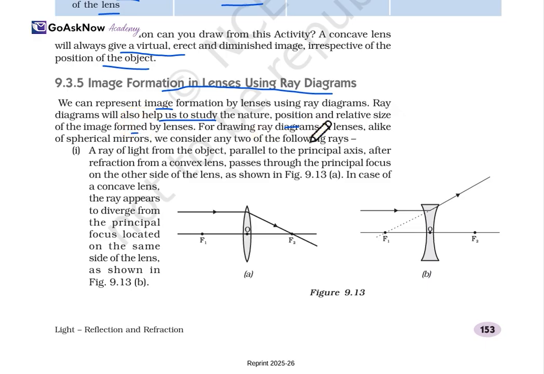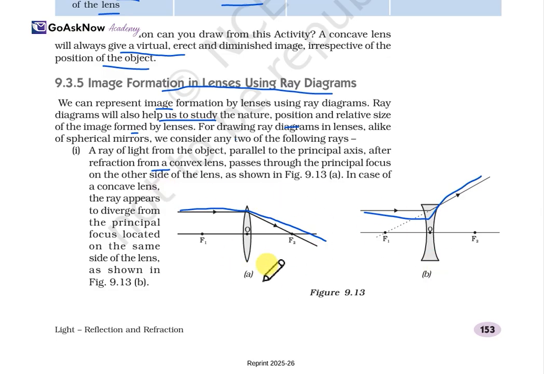For drawing the ray diagram in lenses, like a spherical mirror, we consider two of the following rays, for concave and convex lenses. Here we see the foci F1 and F2, and an incident ray. Firstly, in the case of a ray of light parallel to the principal axis, as we can see it is parallel, after refraction from the convex lens it simply passes through the principal focus on the other side of the lens, as shown here in figure 9.31a.